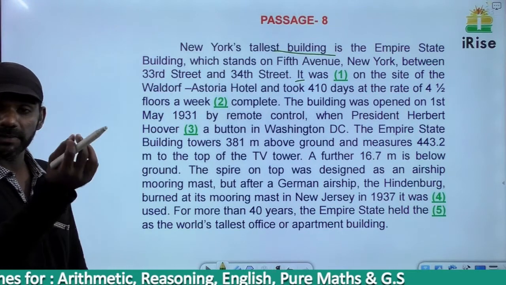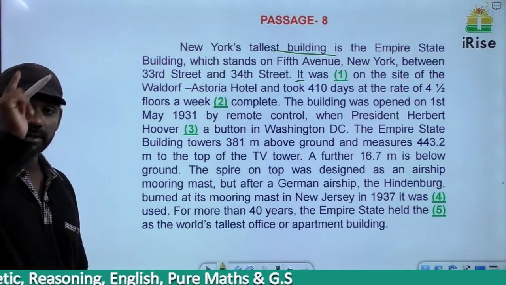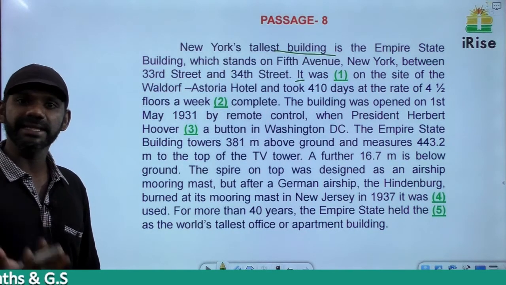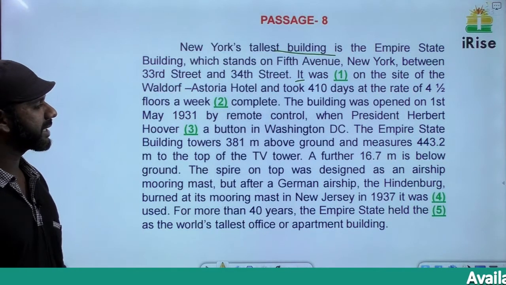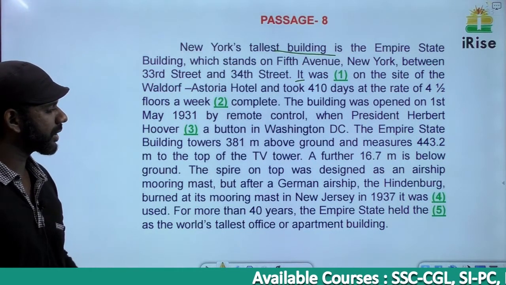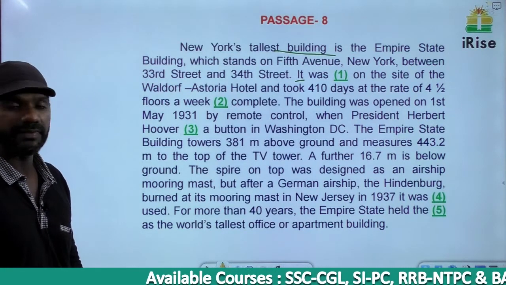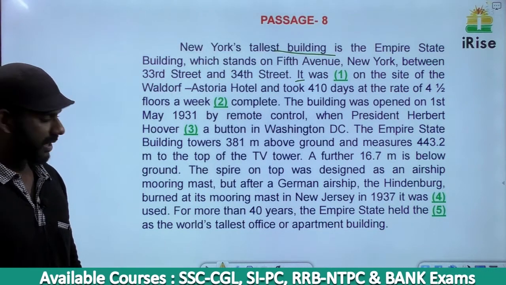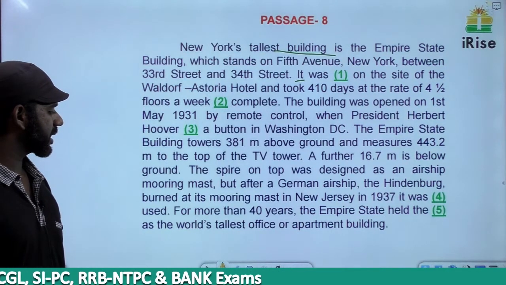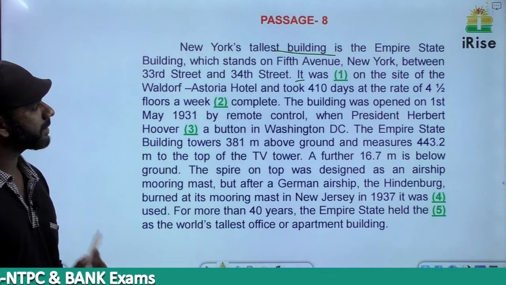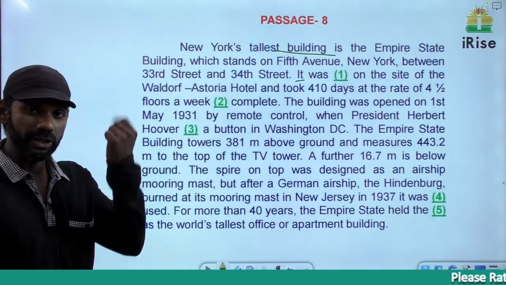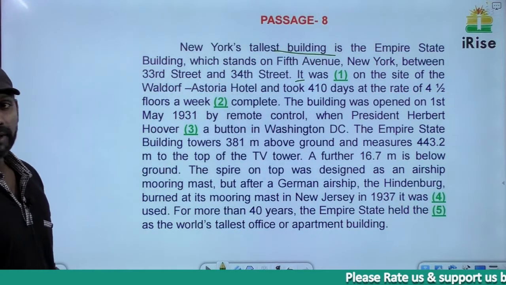The spire on top, spire means the pointed end we find on the top of buildings, to prevent the building from collapsing or getting attacked by lightning. The spire on top was designed as an airship mooring mast, but after a German airship, the Hindenburg, burned at its mooring mast in New Jersey in 1937, it was dash used. For more than 40 years, the Empire State Building held the dash as the world's tallest office or apartment building. So this passage talks about the Empire State Building and the spire it has on the top. Right. Come to the first sentence.